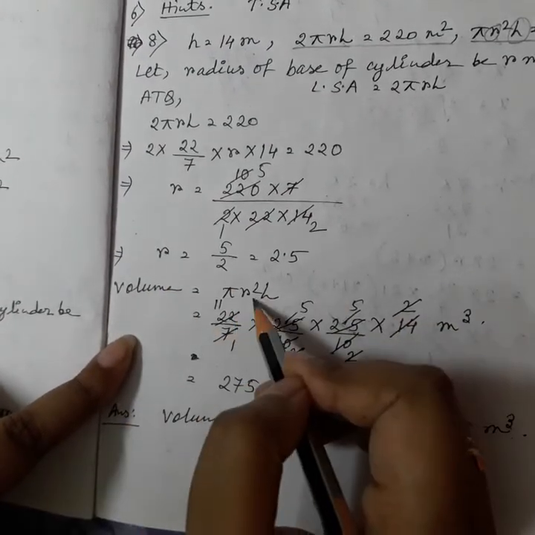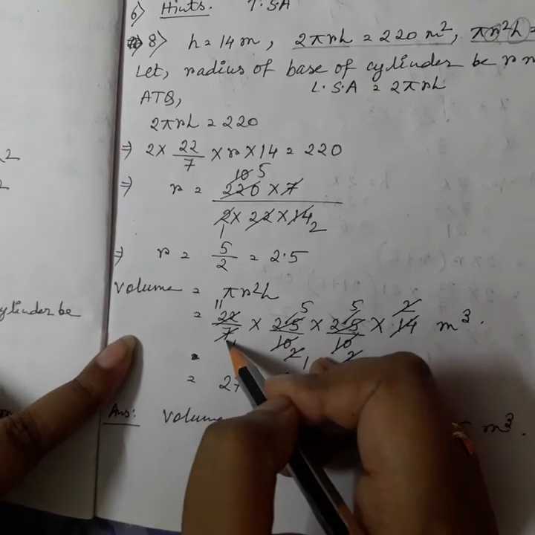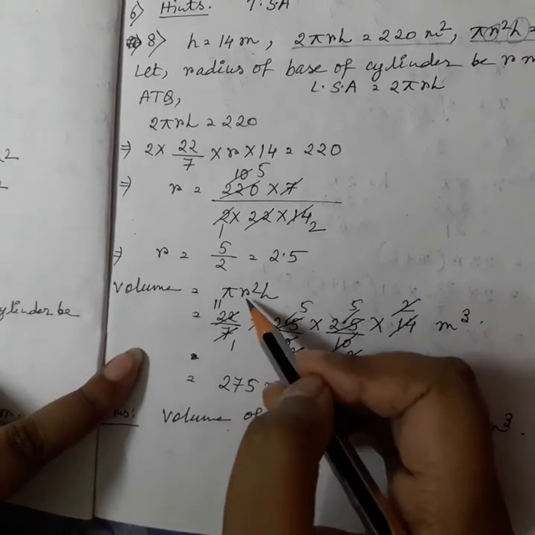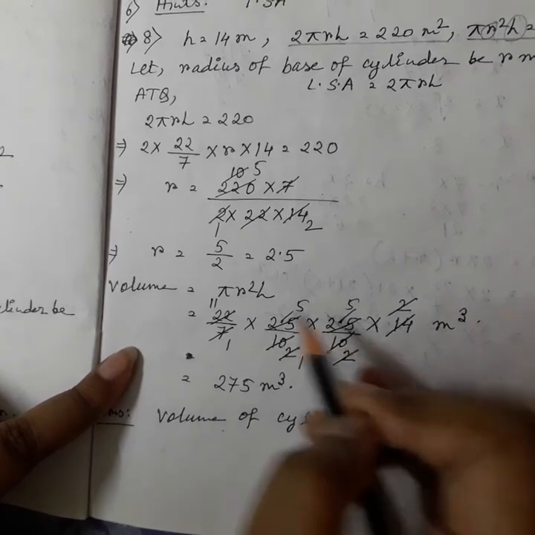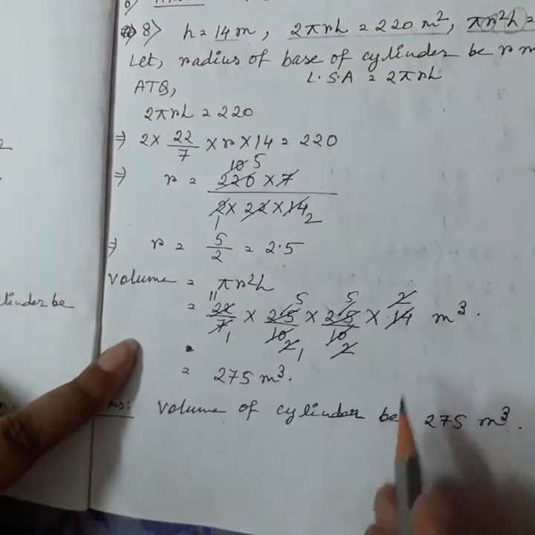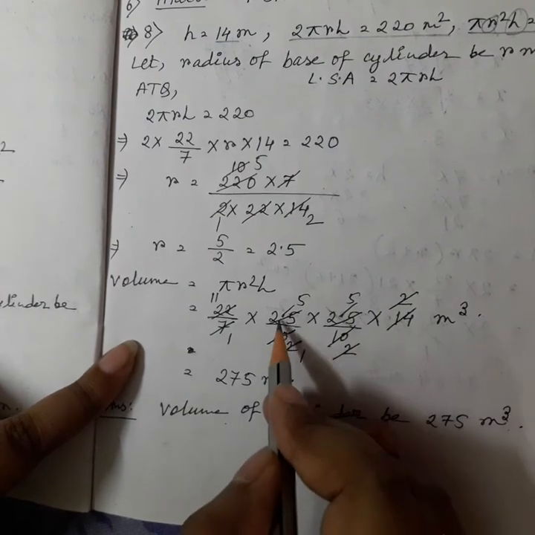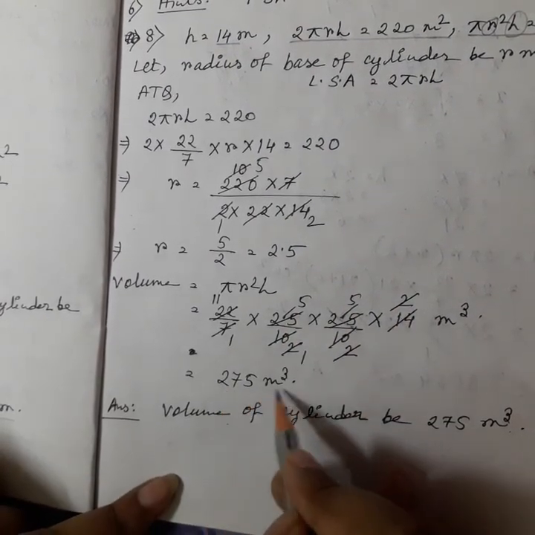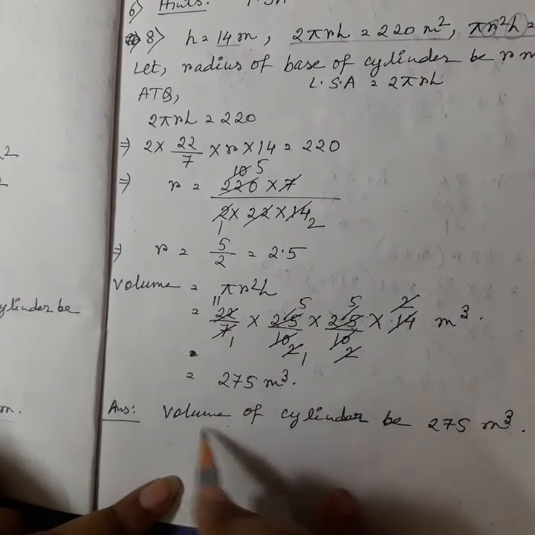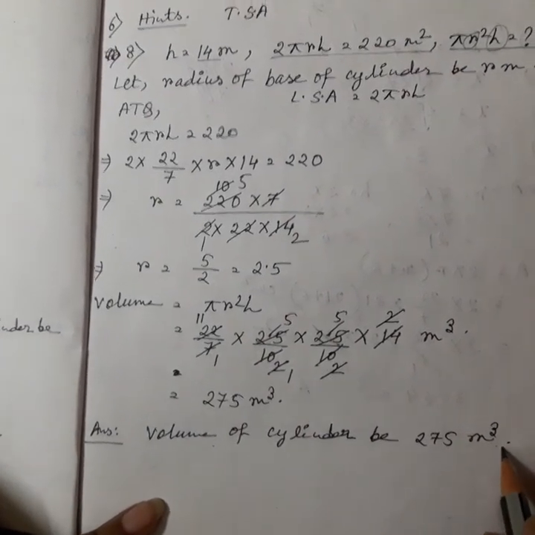Then volume is pi r square h. Pi means 22/7. R square means 2.5 whole square. So 2.5 into 2.5 and h is given 14 meters. So h we have put 14. Then I have eliminated the point and you have to do the cancellation. It's coming 275 meter cube. So volume of the cylinder will be 275 meter cube.